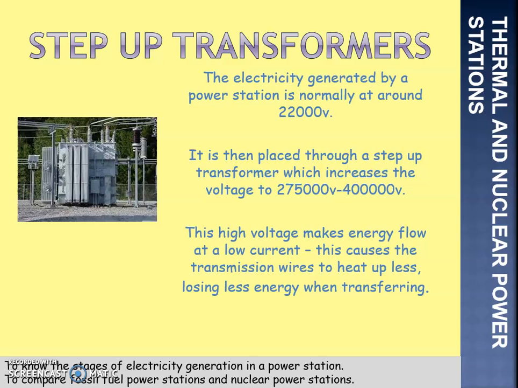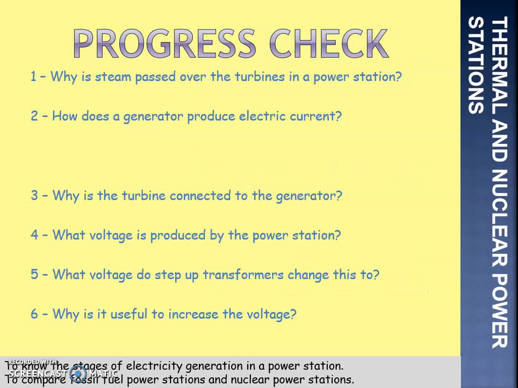This is really beneficial. If a high current flows through a wire, it causes the wire to heat up, and that thermal energy that's released from the wire is lost from the electricity, so we lose lots of heat. If we can make a low current, it causes the wires to heat up less, so we lose less energy when transferring. Okay, 6 quick questions there. Please pause the video and attempt those 6 questions.